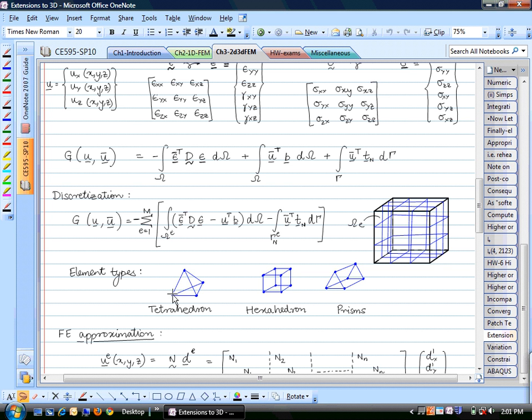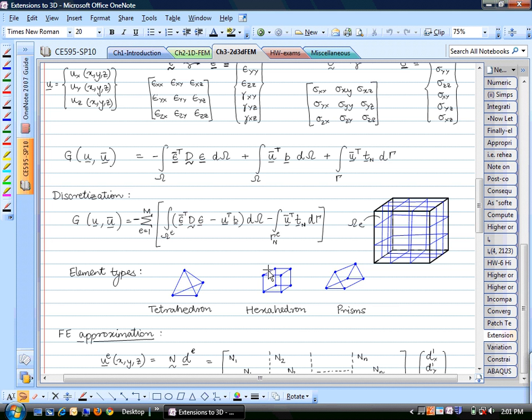For L1, there are 4 nodes. As you start from the opposite face and go to the opposite vertex, you are increasing L1, right? So the opposite vertex increasing L2 and so on. So you have 4 volume coordinates, and the same type of relationship holds. L1 plus L2 plus L3 plus L4 is 1.